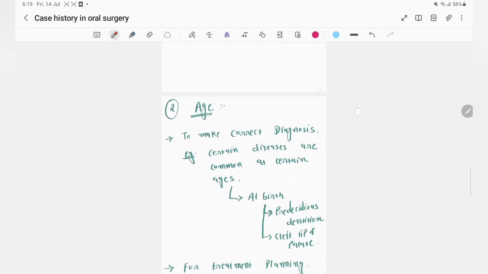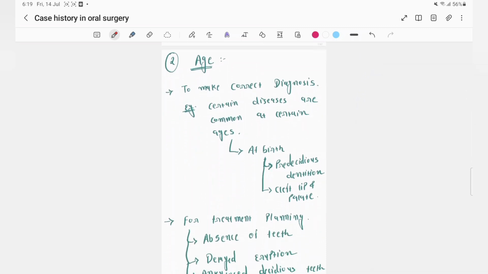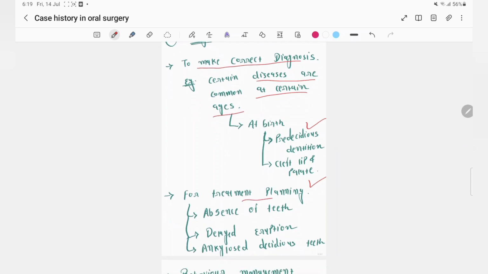Now, what is the significance of age in case history? To make a correct diagnosis because certain diseases are common at certain ages. For example, at birth, we can find a predeciduous dentition and cleft lip and cleft palate. Another thing is for treatment planning. At a certain age, some teeth are absent, right? So we can see that if the patient is of a certain age, that's why these teeth are absent. So absence of teeth, then delayed eruption we can find, and also we can diagnose ankylosed deciduous teeth.